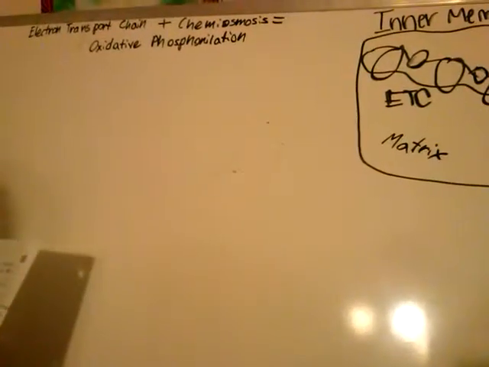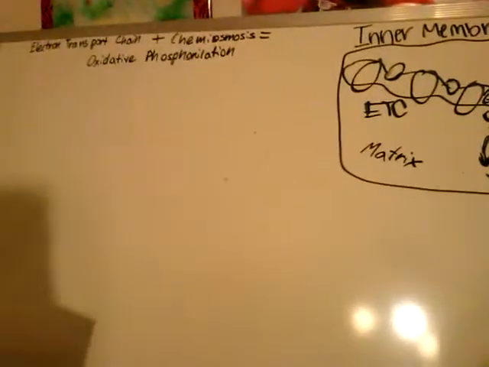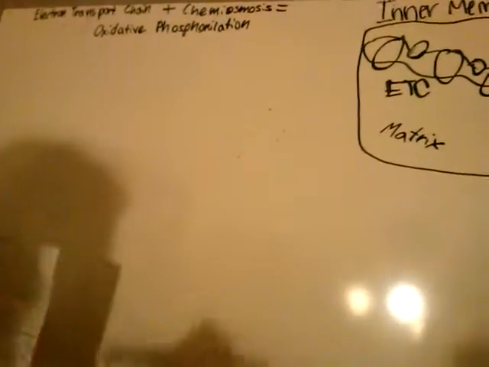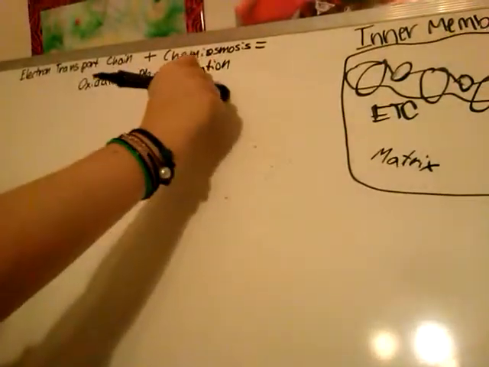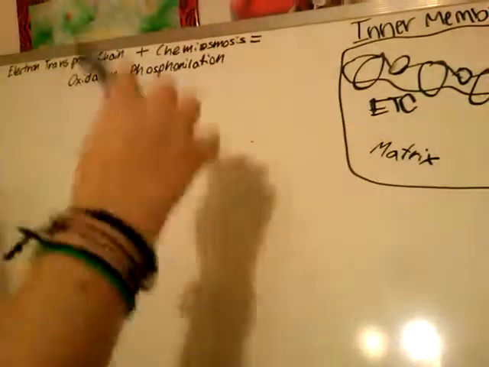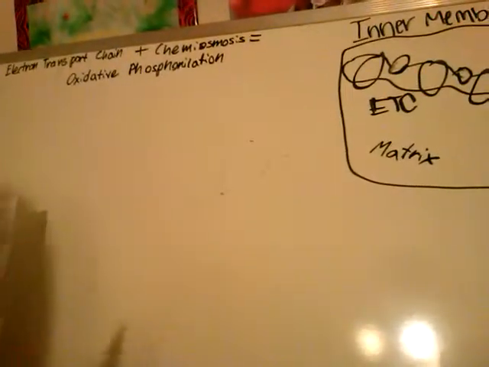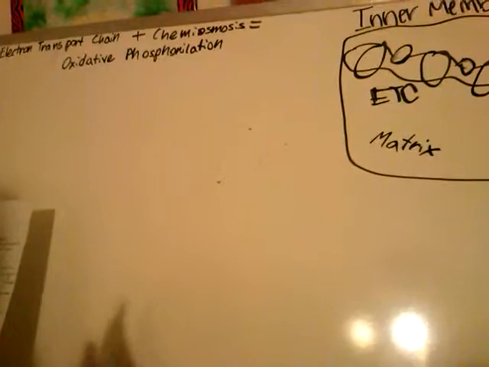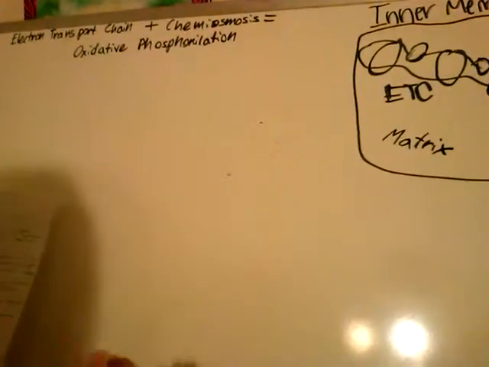Hi everyone, we're going to do the final part of this. It's part of aerobic respiration, and it's oxidative phosphorylation. Oxidative phosphorylation is the electron transport chain and chemiosmosis together. They're happening at the same time, and it's called a coupled process.